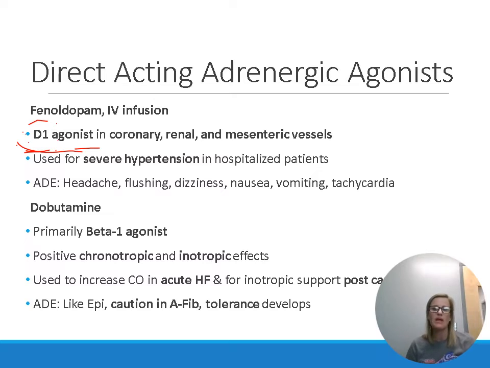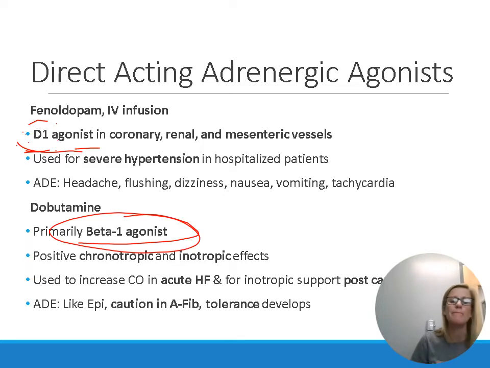Dobutamine. Dobutamine is primarily a beta-1 agonist. It has only minor effects at beta-2 receptors and alpha-1 receptors. So it has minor vascular effects. Predominantly, the effects of dobutamine are on the heart. It is a positive chronotrope and positive inotrope. So it increases heart rate and increases the force of contraction.